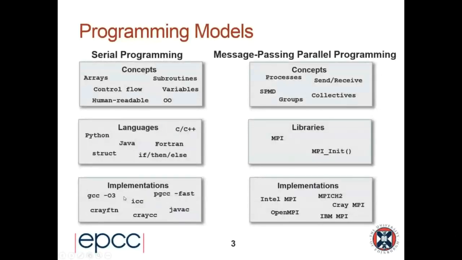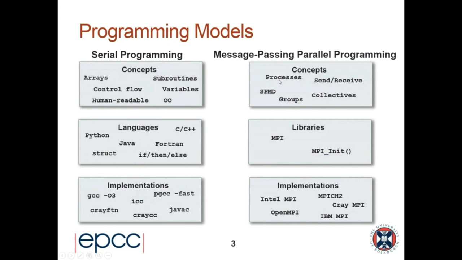But then the third level is implementation. I might tell you, well, we're going to use C or C++, but then how do you actually compile a C program on this machine? You might use the GNU compiler, GCC, or you might be using the Cray compiler, or the Intel compiler, or the Portland Group compiler, or if you're doing Fortran, you might be using Cray Fortran. So there are three levels: generic concepts, a lot of languages that implement some or all of these concepts, and then particular implementations of those languages, which are specific to a particular computer or operating system or manufacturer.